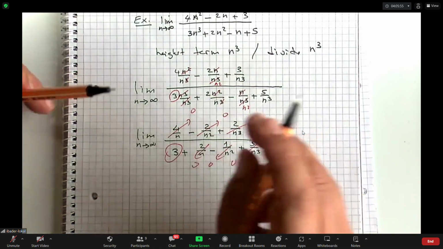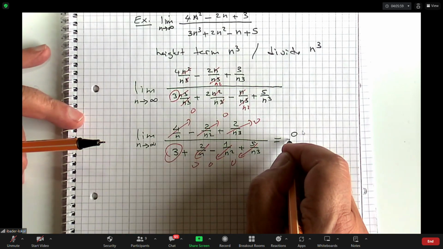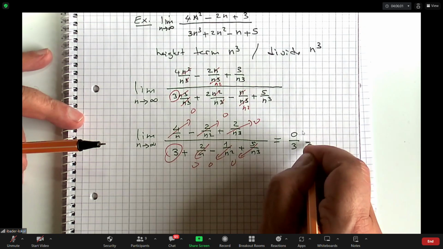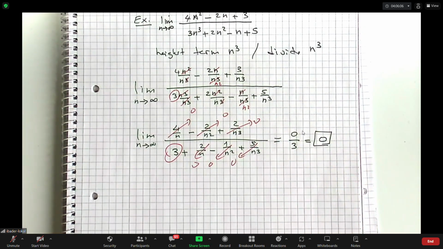This one will go to 3. Okay, so here we have 0 over 3, and this is equal to 0. Notice that in the previous two cases, we didn't get 0 over 0, because getting 0 over 0 is really a big problem.